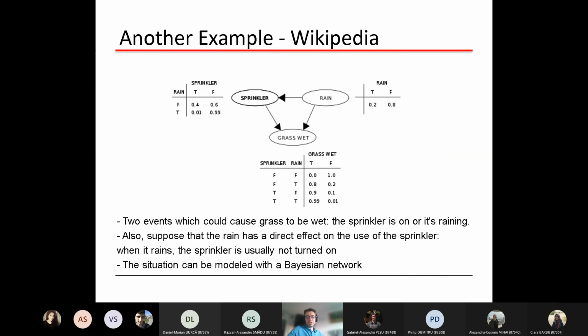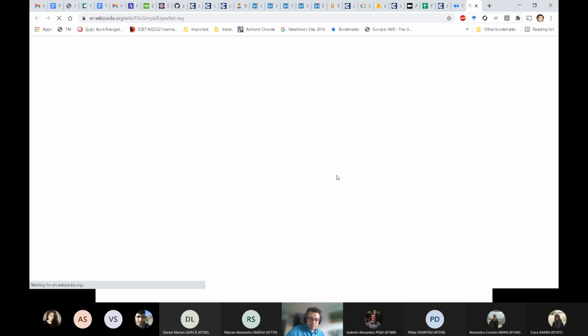Another simple example from Wikipedia, this is another classical example. The grass is wet if the sprinkler is on or if it's raining. And we can again model it using a Bayesian network. In this situation, it's more clear, like if it's raining, the probability, sorry.